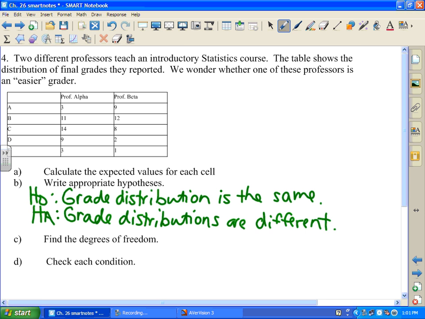How many degrees of freedom? We have 5 rows, so 5 minus 1 is 4. We have how many columns of data? 2, so 2 minus 1 is 1. So 4 times 1, 4 degrees of freedom.